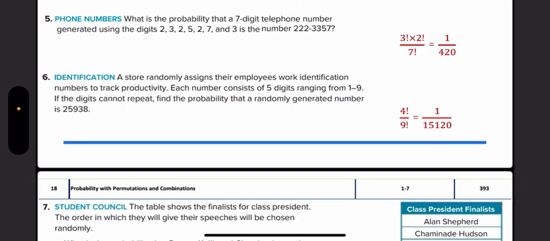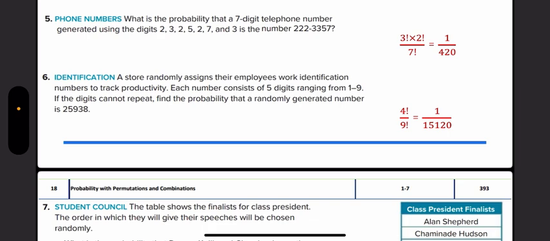Are there any digits repeated here? Yes, there is. Number 2 is repeated. How many times? Let's count. 1, 2, 3. Number 2 is repeated 3 times. So in this case, if the repetition happened 3 times, I will use 3 factorial.